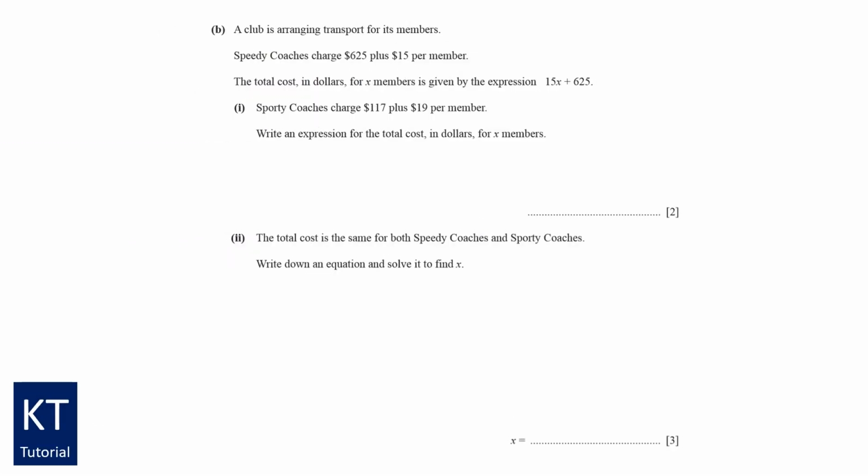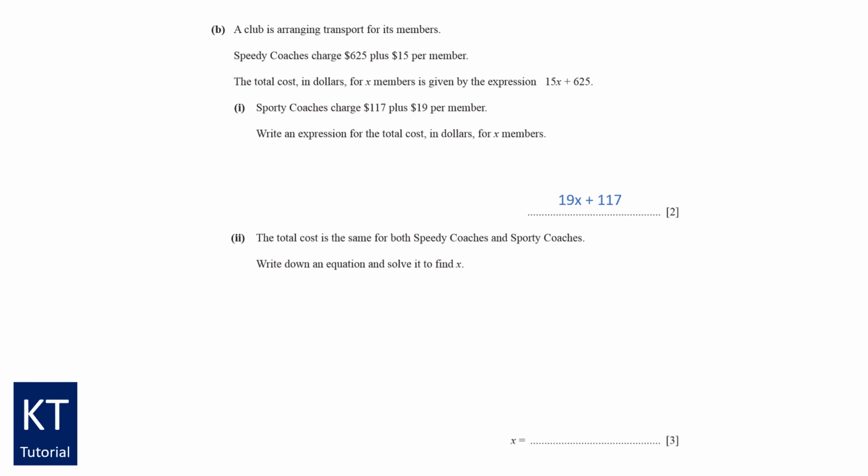A club is arranging transport for its members. Speedy coaches charge $625 plus $15 per member. The total cost in dollars for X members is given by the expression 15X plus 625. Sporty coaches charge $117 plus $19 per member. Write an expression for the total cost in dollars for X members. The required expression is 19X plus 117.